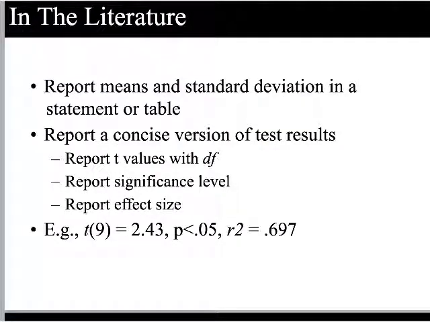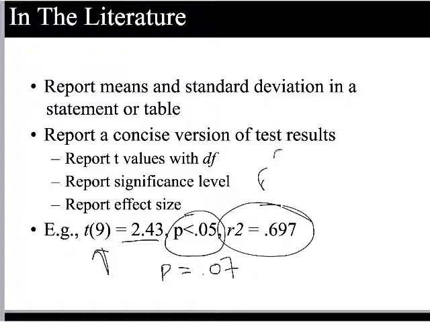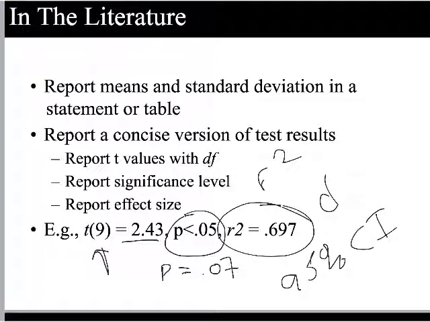Okay, in the literature, you report the means and the standard deviation. You're going to report a concise version of the test results, so you report the t-values with degrees of freedom right here. So as such, t, degrees of freedom in parentheses right after the t. And then the value, comma, was something significant or not statistically, p less than 0.05, or you might report the exact p-value. If you're working in SPSS, you'll be given this information. And then the effect size. We've got r squared here. You might be reporting Cohen's d, and you might be reporting a 95% CI. You could report 1, 2, or all 3 of these.